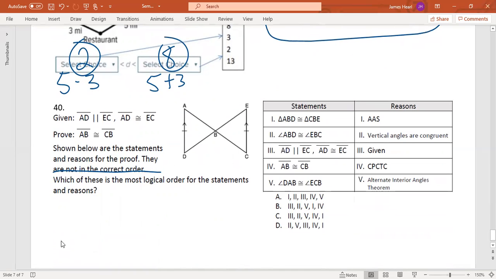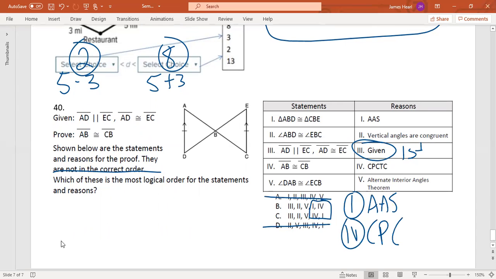Now, here's where we get into some logic of how proofs are built. Given should come first. We know that for a fact. So A's out and D's out. 3 has to come first. If you look at the 2 remaining answers, they do line 2 next, line 5 next. The only difference between these 2 answers is 1 before 4 or 4 before 1. So 1 has angle, angle, side, while 4 has CPCTC.